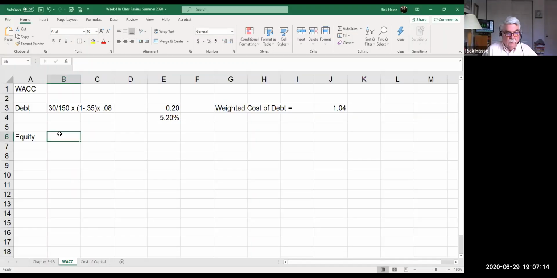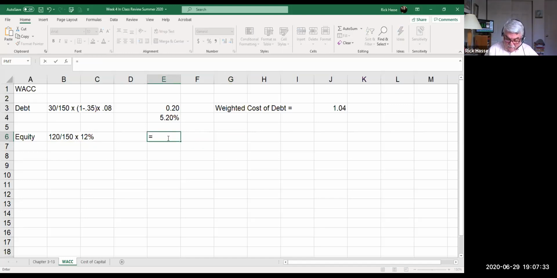So equity is 120 over 150 times 12%. That's simple. That's our return on the equity position. So if we do that, do the weight. The weight of 120 over 150 is 80%, which makes sense because our debt position was 20%. And our return is 12% given to us in the problem. We didn't even have to calculate that.